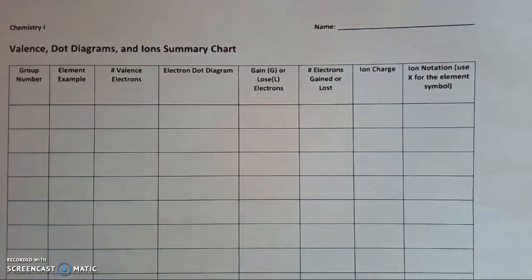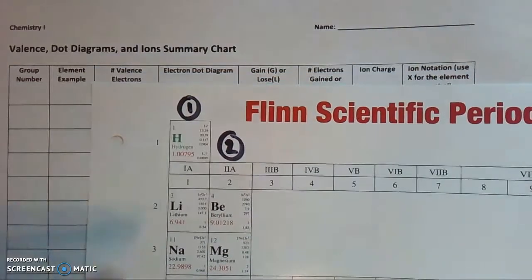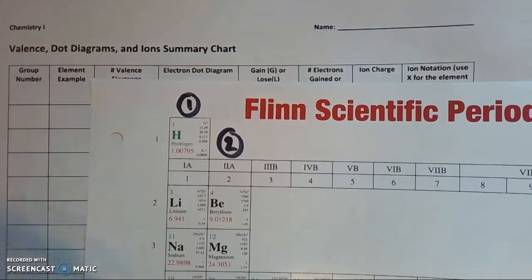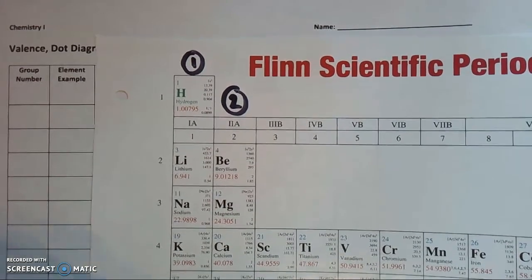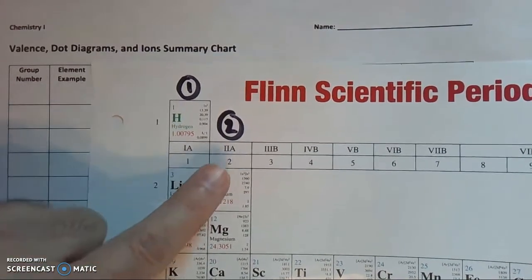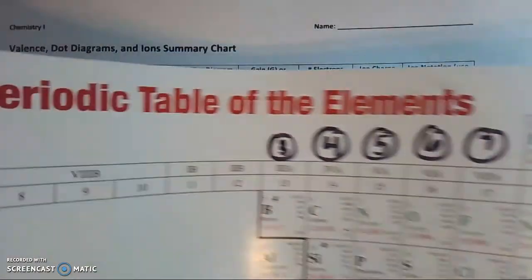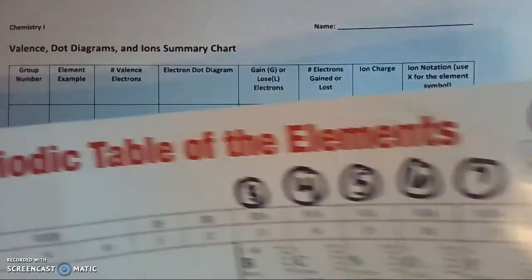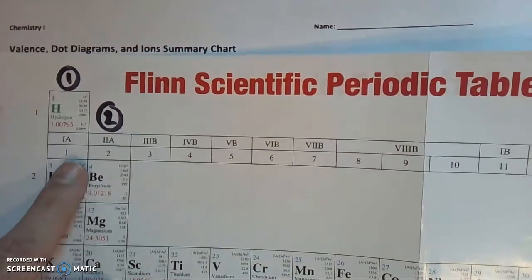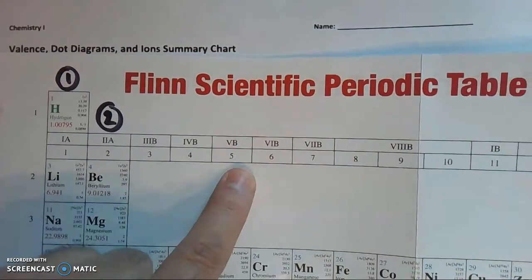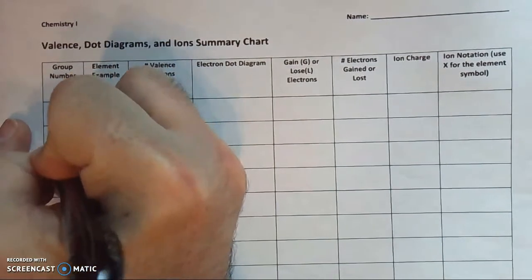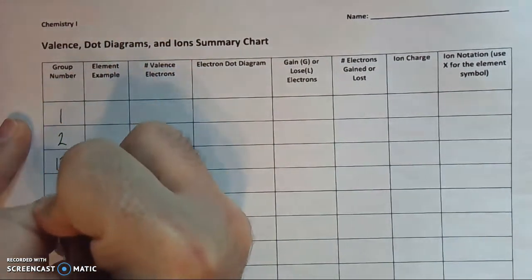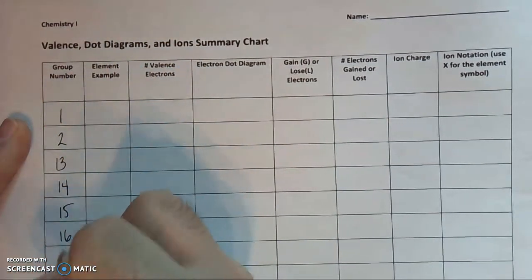So what we are going to be talking about are these groups. Remember that a group is a column on the periodic table. So we're going to look at group 1, 2, and then 13 through 18 on the periodic table. So their numbers are here. So we're going to go ahead and number that 1, 2, and then 13 through 18.